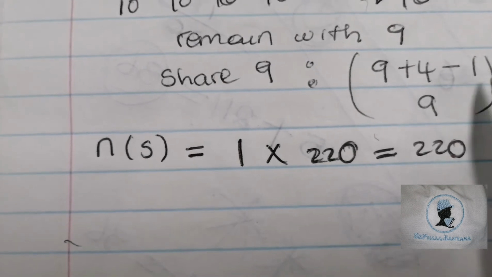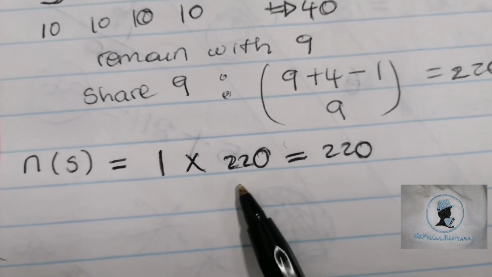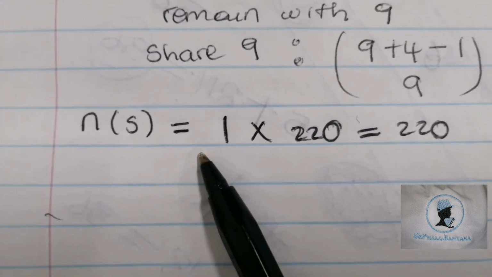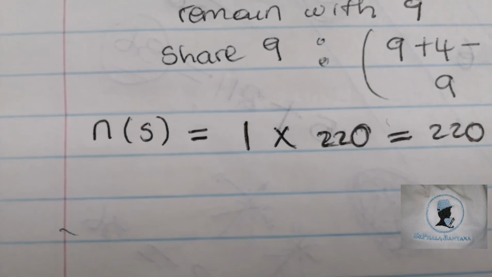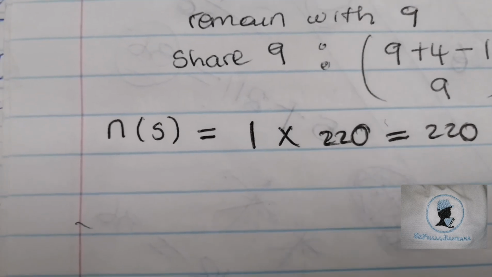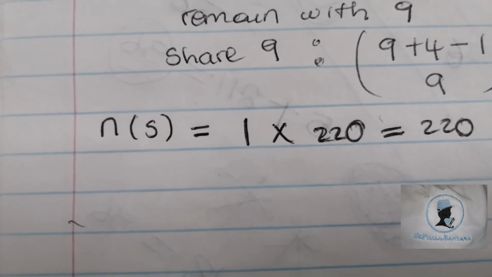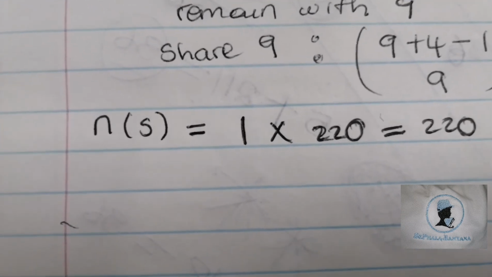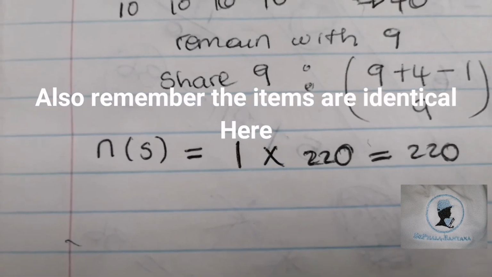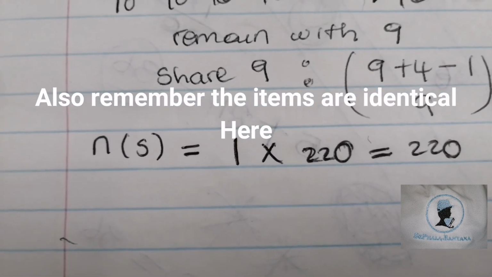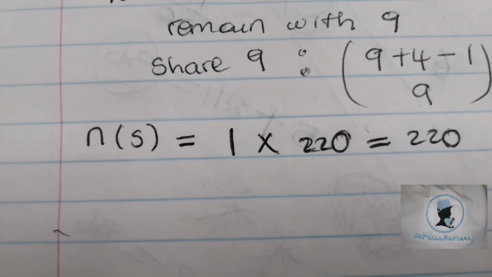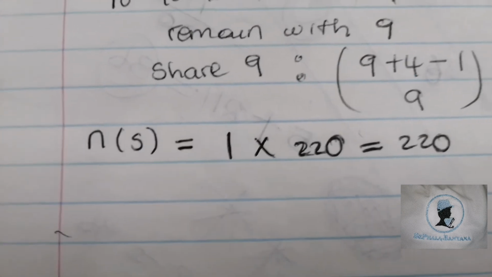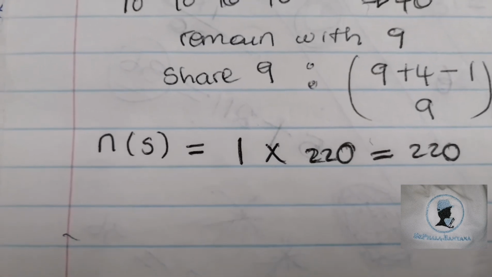So using the formula that I showed you in the last slide, we will say 9 plus 4, where 4 is our k, minus 1, choose 9, and then the answer is going to be 220. So I hope you understand where the 1 comes from. You already know that you'll be sharing 10 to each, so you're just giving them that 10. There's no need to share the 40. Do you understand?